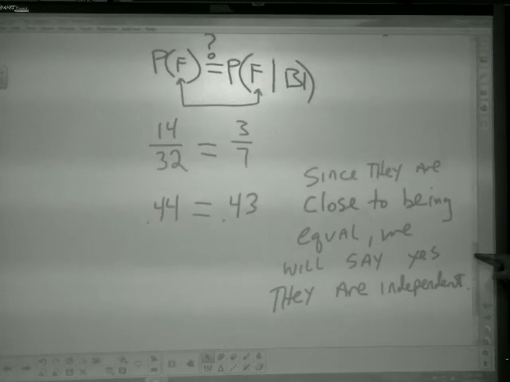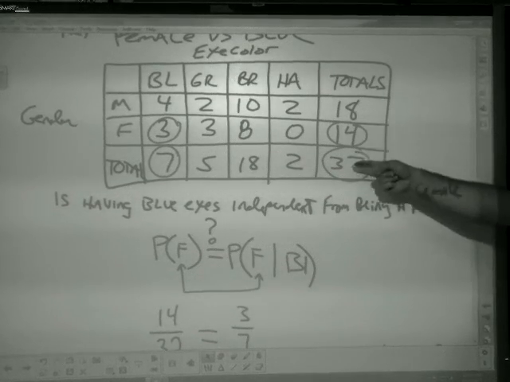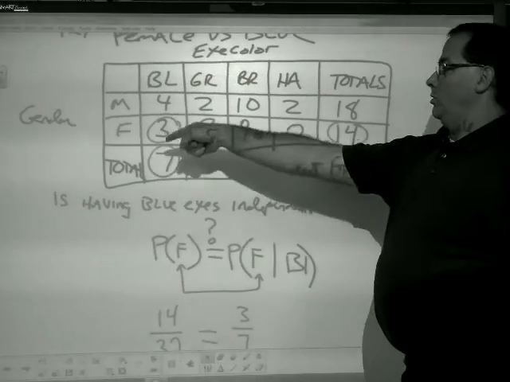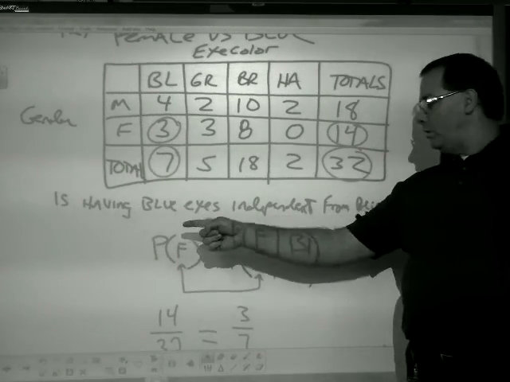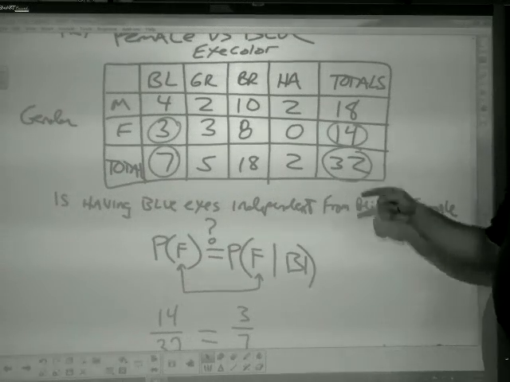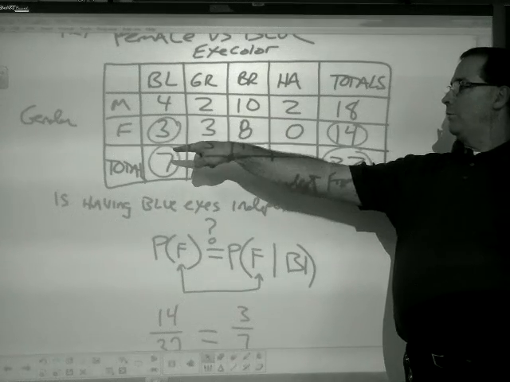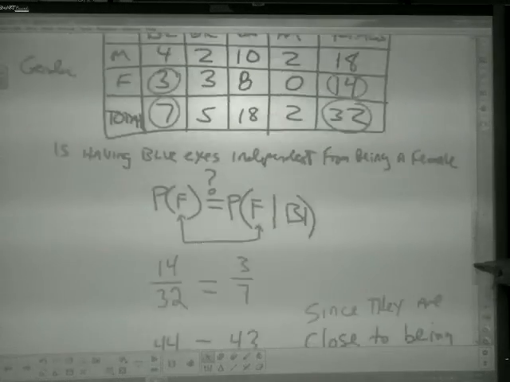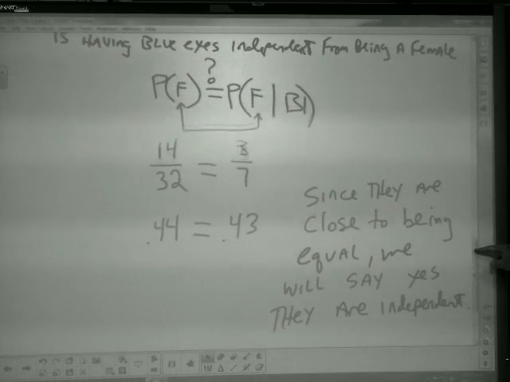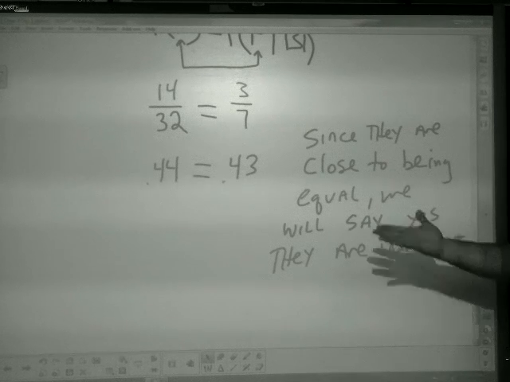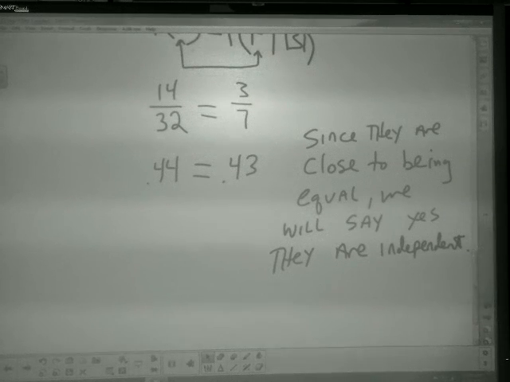Let's check. What are we doing? We have to check one of the variables, almost like a marginal versus a conditional. Okay? Blue eyes, female. I'll check female, 14 out of 32. Is that the same as female given blue eyes? Female given the fact that I have blue eyes, 3 out of 7. If those fractions are equal to each other, then they're going to be independent. And since they're pretty close to being equal, we'll say yes, they are independent. And that's it. When we come back to class, I'll review this again, and we'll work on problems that deal with independence.